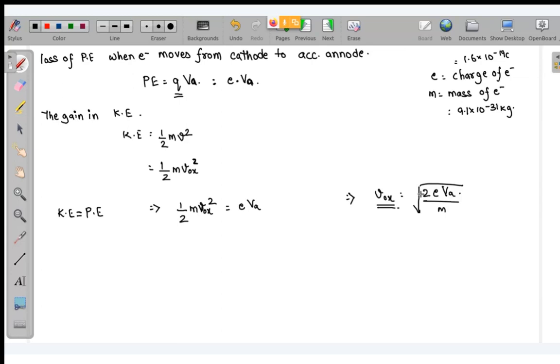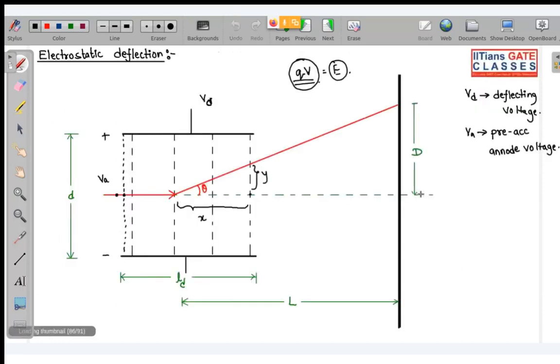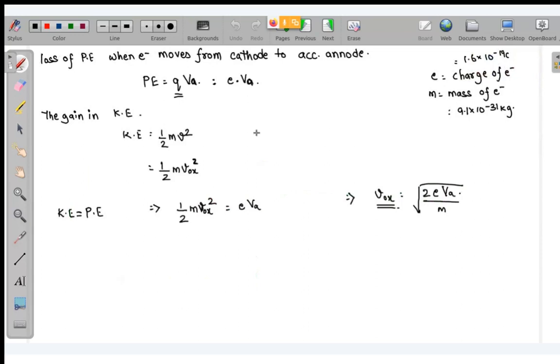Velocity remains constant. Why? Because there is no energy supplied in the x-axis once the electron enters these horizontal deflecting plates. Okay, you can write this much. Fine. So this, let me enclose it in a box.